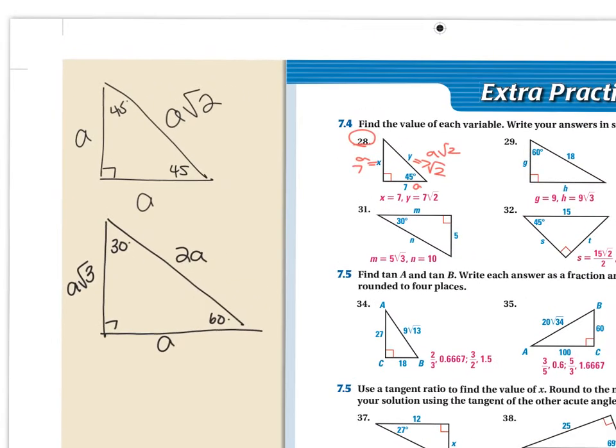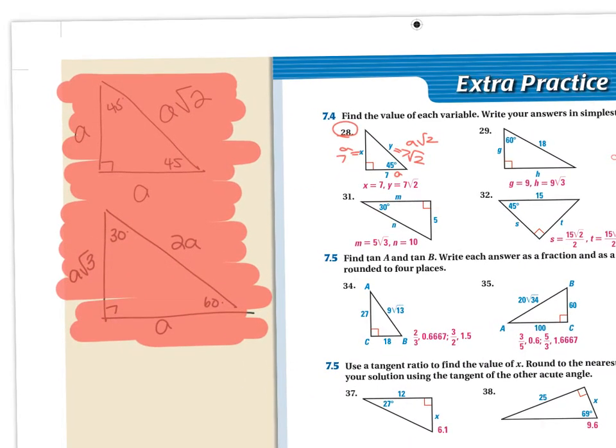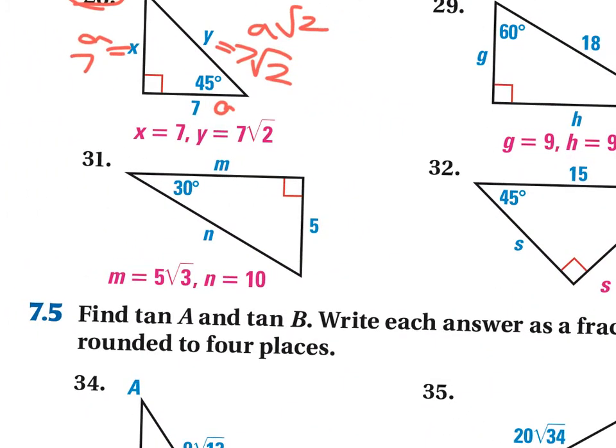And again, this is one of those pieces of information I would make sure to highlight so that you go back through and review it. And then obviously got to figure out how to apply it, right? So in 31, this would be A, this would be A root 3, and this would be 2A. So if 5 is A, then M is going to be 5 root 3, and N is going to be 10.